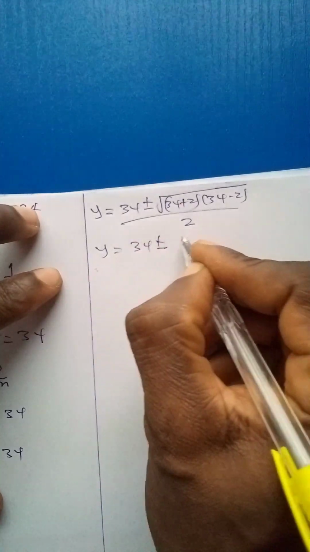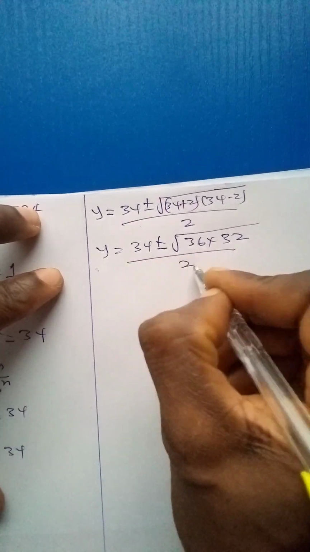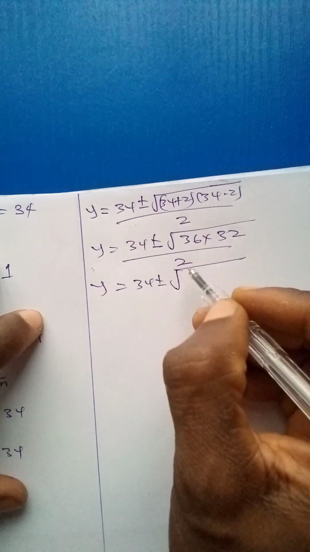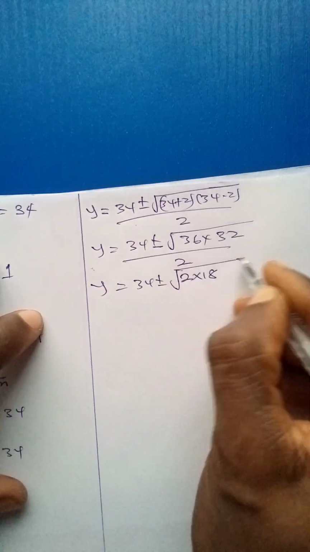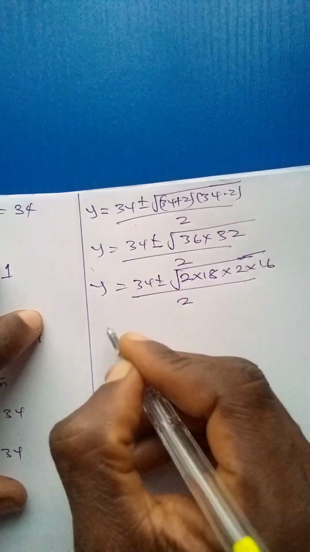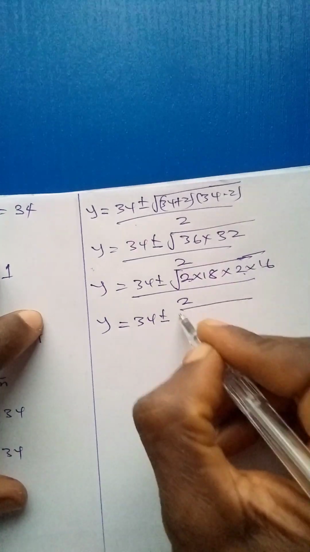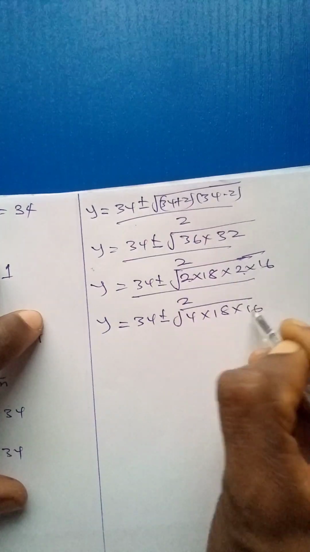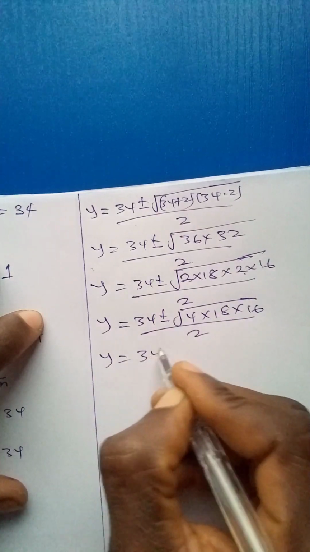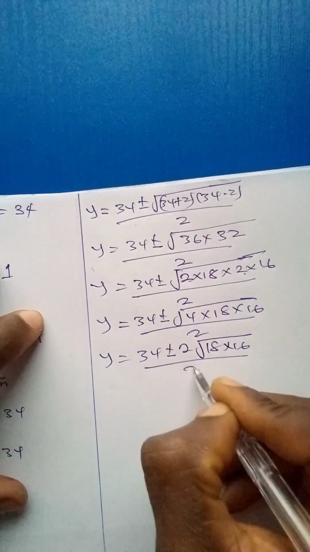So I have y equals 34 plus or minus the square root of 36 times 32, all over 2. Now y will be 34 plus or minus the square root of (2 times 18)(2 times 16), all over 2. 2 times 2 is 4, so I have the square root of 4 times 18 times 16. The square root of 4 is 2, so y equals 34 plus or minus 2 times the square root of 18 times 16, all over 2.